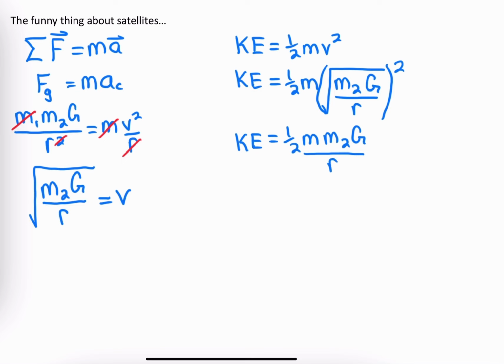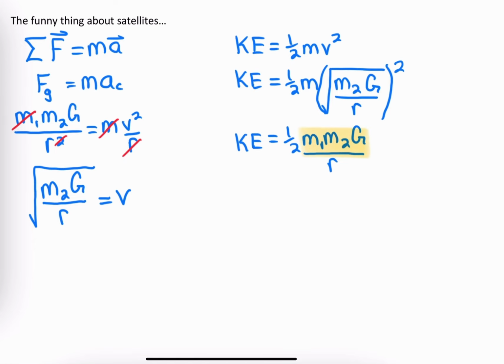And these two m's are different. This m2 came from over here. It was the mass of the planet, because the mass of the satellite was the m that canceled out. And this m over here is the mass of the object whose kinetic energy we're interested in. So that's the satellite. So we've got the mass of the satellite and the mass of the planet. Those are very different m's, so I'll make sure they're clearly labeled m1 and m2. Now, at this point, we have an expression for the kinetic energy that looks a lot like our potential energy formula.